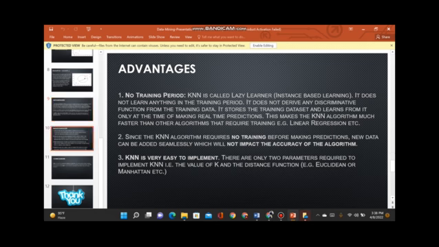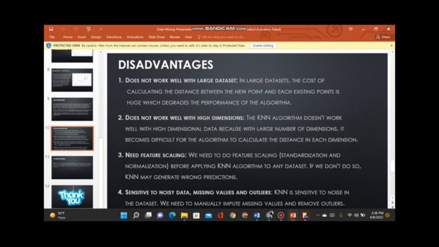Then the next part is the disadvantages. It has some disadvantages. It does not work well with large datasets and does not work well with high dimensions. It needs feature scaling, and it is sensitive to noisy data, missing values and outliers.